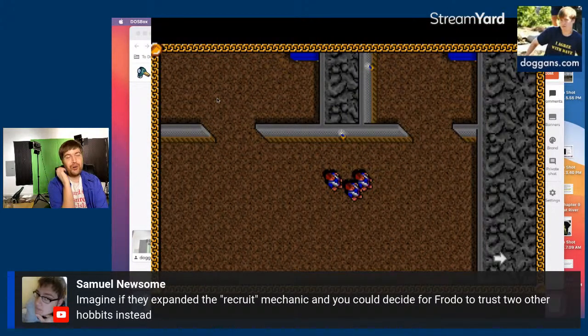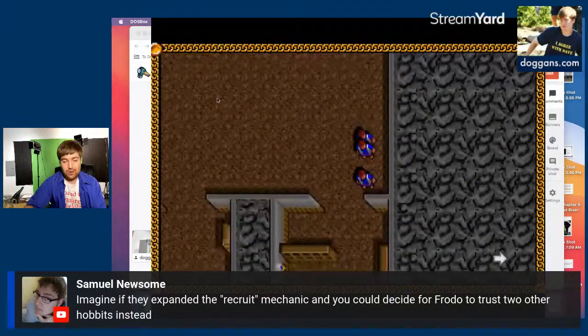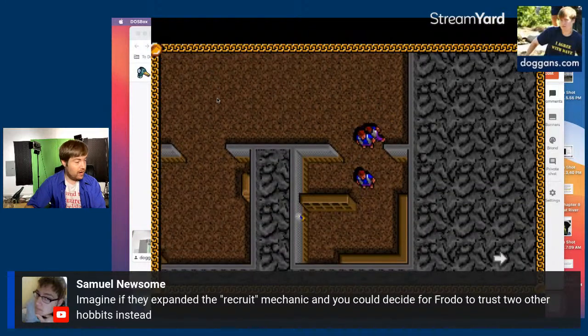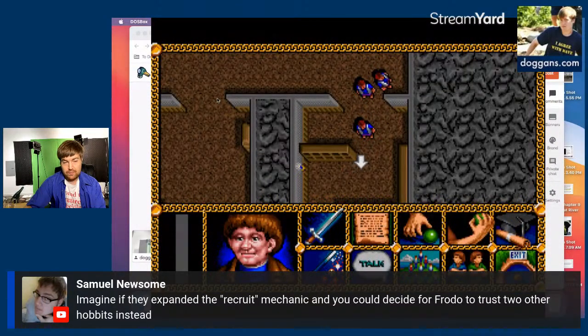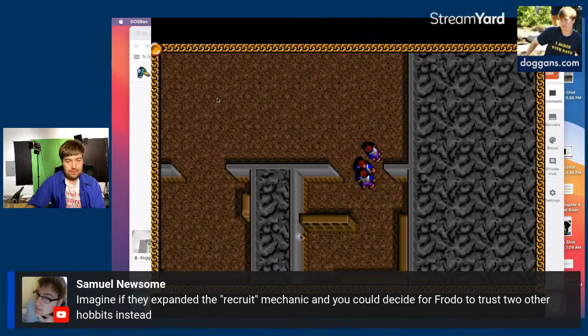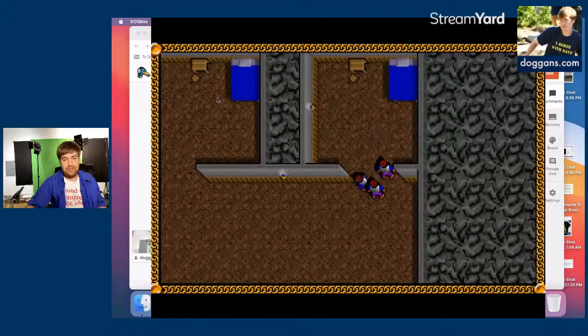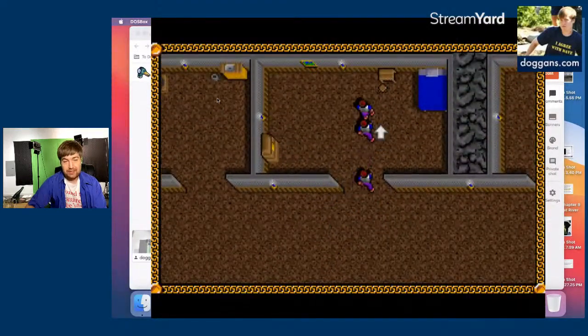What if you could do the whole quest with Fatty Bulger and like Esmeralda Took? I don't know. You see items in here you might use. What might I use? Rations and torch. I'll take it. Yes, that would be fun if you could really choose the Fellowship. This is a pretty expansive game, but I do not think it was that expansive.